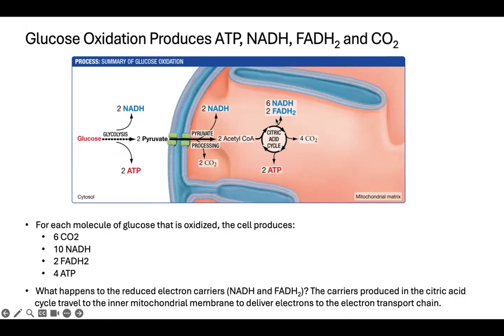But look at this. We built up 6 NADHs and 2 FADH2s. Now notice each of those has 2 hydrogens, right? So we're building all of this up. They're taking these electrons. And remember, when you take electrons, right, you're being reduced. Everything else, which was the glucose and everything else, is being oxidized.